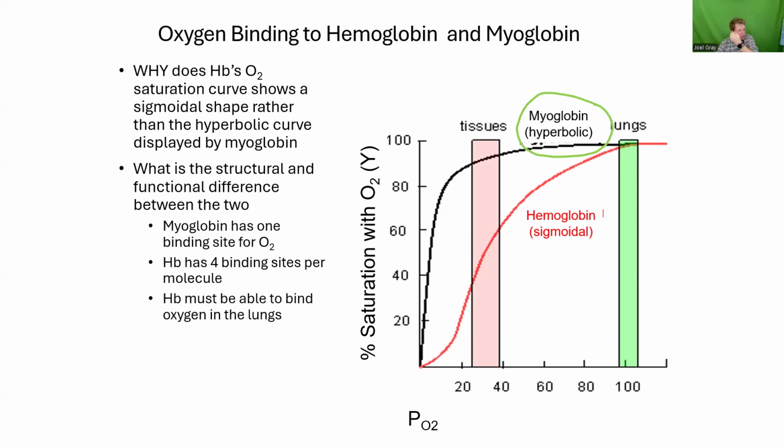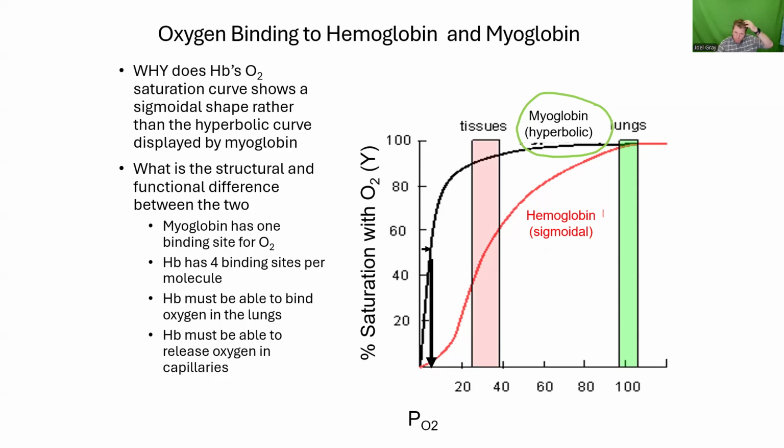Now, hemoglobin must be able to bind oxygen in the lungs. Hemoglobin must be able to release oxygen in the capillaries. That's its entire function. It needs to be able to pick up oxygen when the concentration is super high and then drop it off when the concentration is low. Now, hemoglobin must be able to release that oxygen in the capillaries.